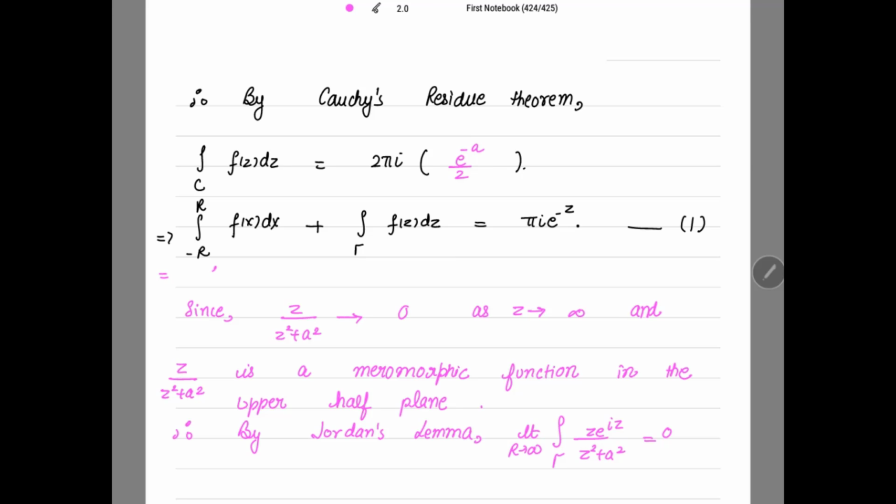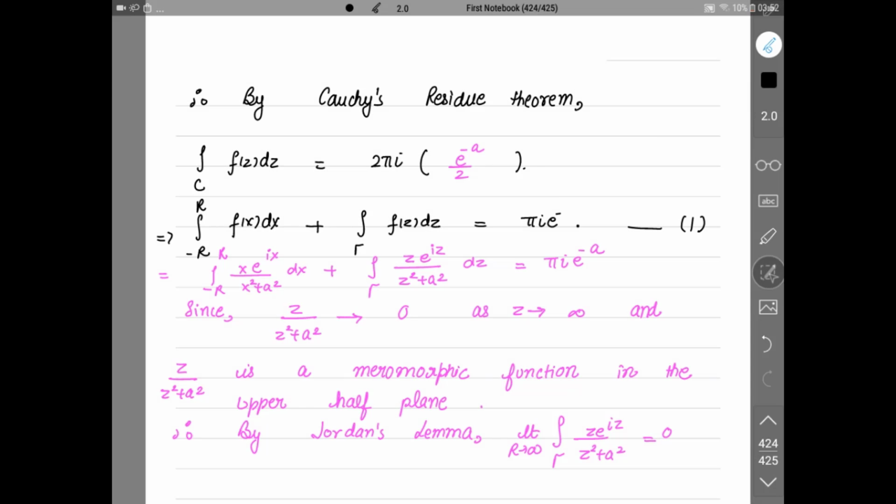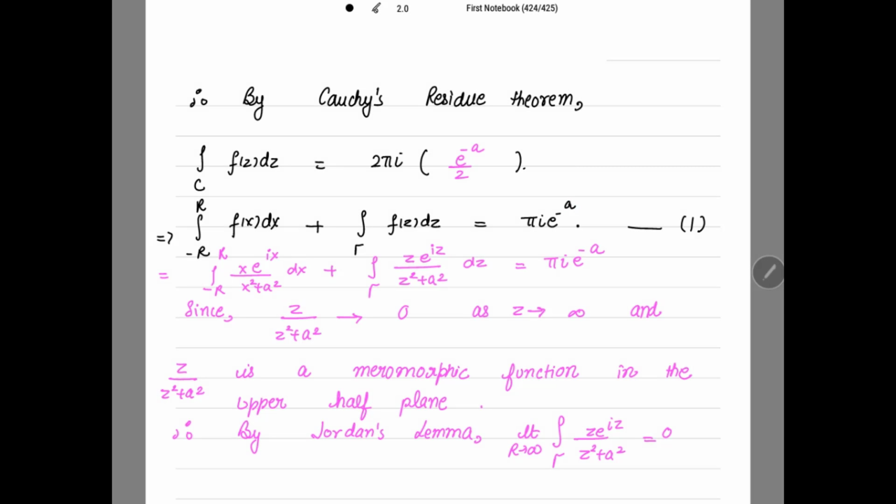So here I am writing this from negative r to positive r: e to the power iota x into x over x square plus a square dx, plus the integral over the semicircle of z e to the power iota z over z square plus a square dz, and this is equal to pi iota e to the power negative a. Sorry, this is a. I am very sorry.